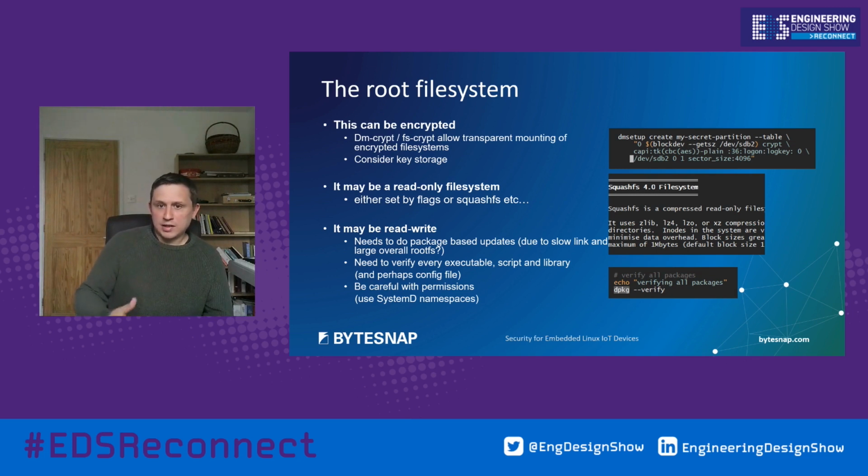If instead you need to do package-based updates, maybe you've got a slow link and large overall rootfs, and you can't afford to do a full atomic upgrade every time you want to do an update. You can't afford to update everything. It just won't work. Then your chain of trust becomes a lot more complicated.